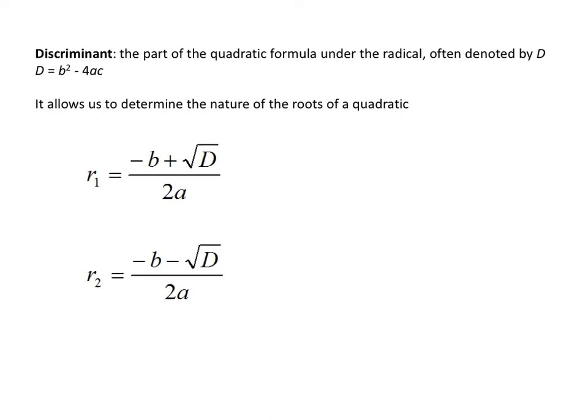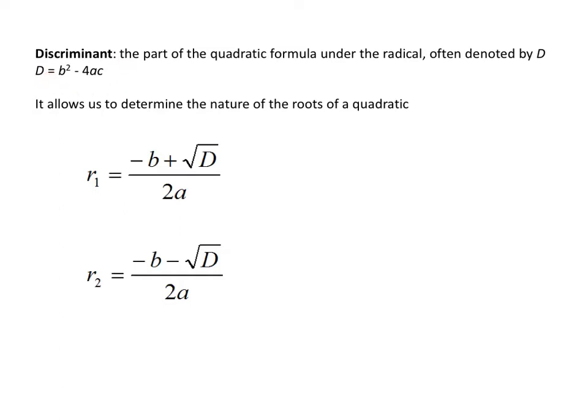You guys have been looking at the roots of quadratic equations for a little bit now. Now what we're going to do is figure out a way that we can determine what the nature of those roots are. And the way that we do that is with the discriminant. It's actually the part of the quadratic formula that's underneath the radical. Usually we call it D, so it's actually equal to b squared minus 4ac.